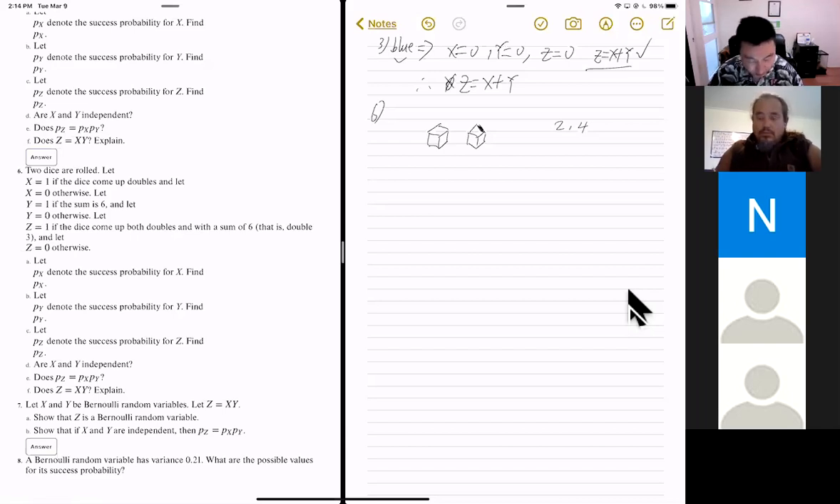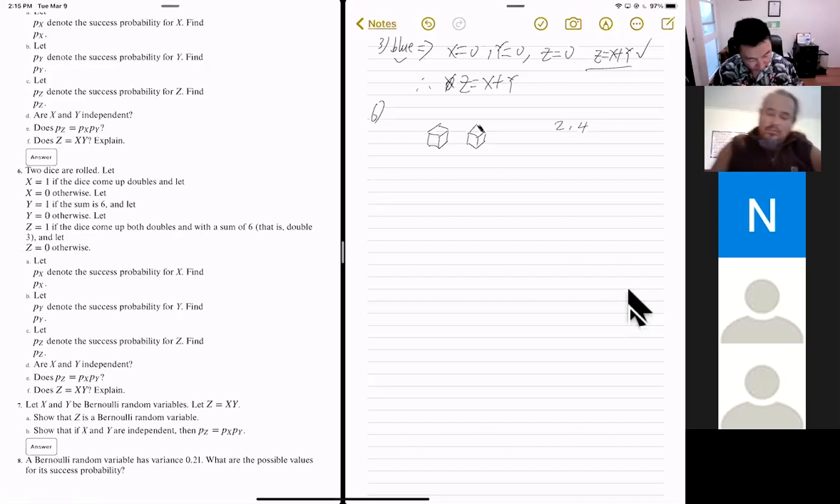And Z is equal to 1 when the dice come up both doubles and with a sum of 6. So that is only one scenario. So we have double 3. It is a double, and the sum is 6, so it satisfies both X and Y. So Z equals 1 when we have double 3. Otherwise, Z equals 0.